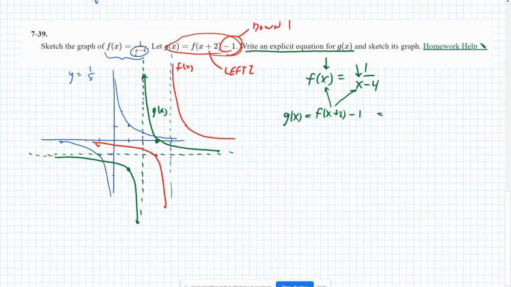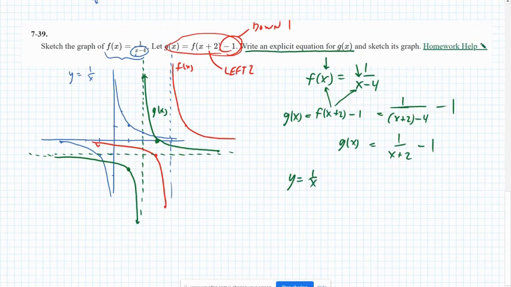And so that's going to be 1 over x plus 2 minus 4, minus 1. And so that is 1 over x plus 2 minus 1 is our function g of x. And notice that that is also just a transformation of our original parent graph 1 over x. This is moving it to the left 2. I'm sorry, this should be a minus 2 because it's 2 minus 4, so minus 2, so that's actually right 2.